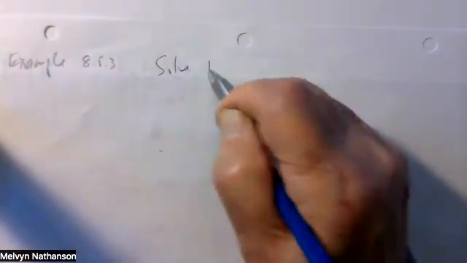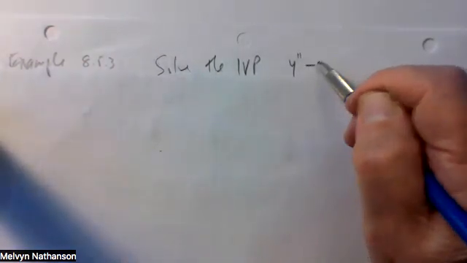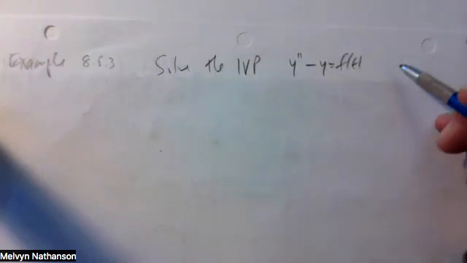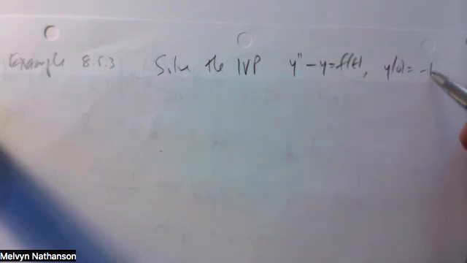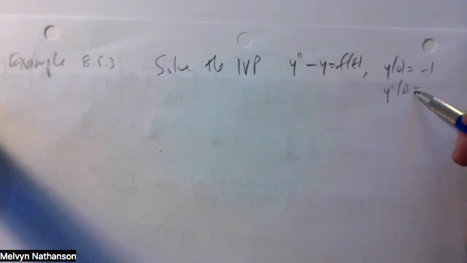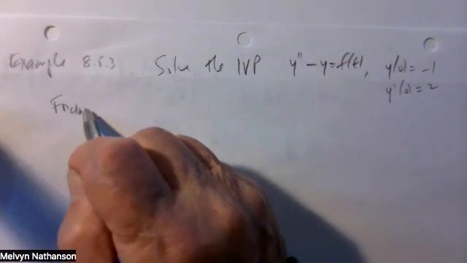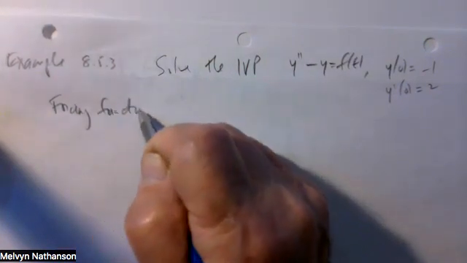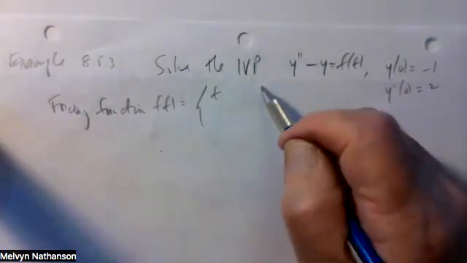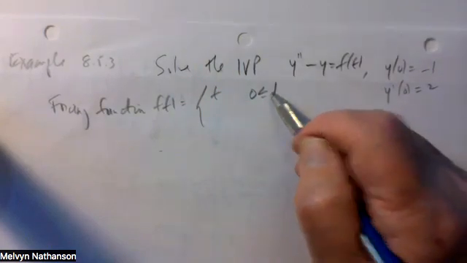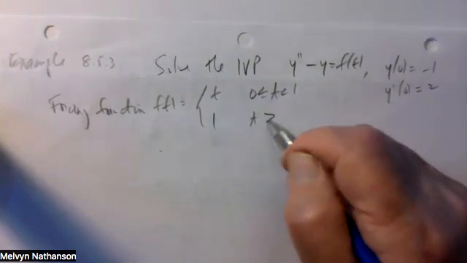So we want to solve the initial value problem, y double prime minus y equals f of t, with the initial conditions that y of 0 equals minus 1 and y prime of 0 equals 2. And my function f of t, my forcing function, is defined to be t for t between 0 and 1, and 1 for t greater than or equal to 1.